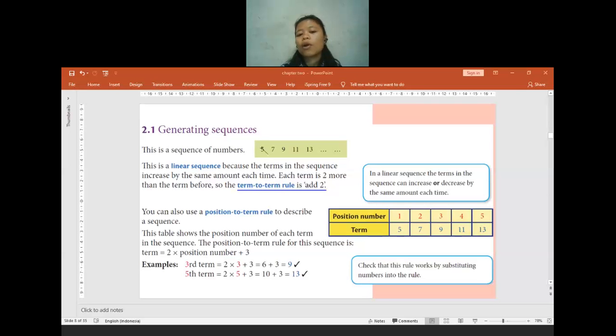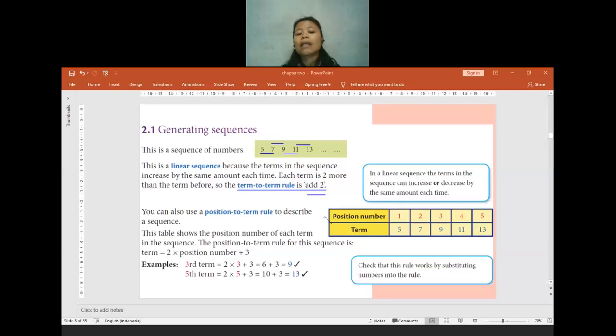For example, from 5 into 7, what do I do? I add 2. That's why here it is written as add 2. Now if I check 7 to 9, is it also add 2? Did I get it by plus 2? Okay, and then if I check 9 to 11, do I plus 2 also? Yes. From 11 to 13, do I plus 2? Yes. That is what we call the term-to-term rule.